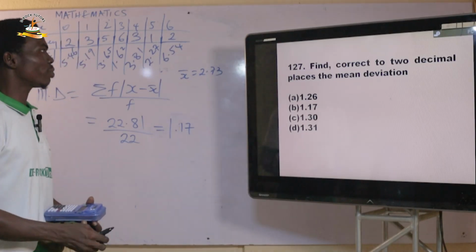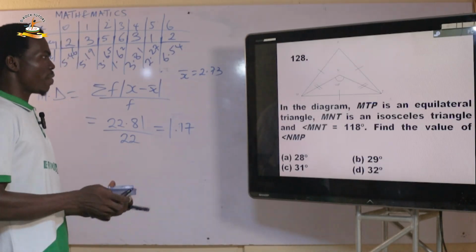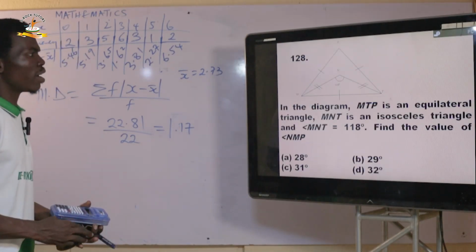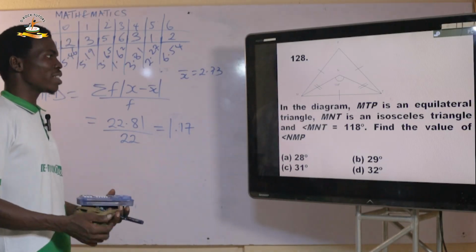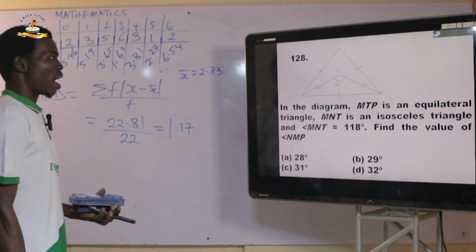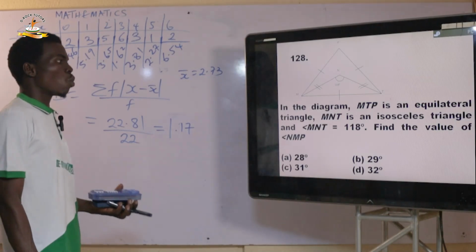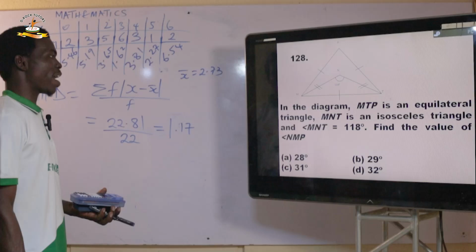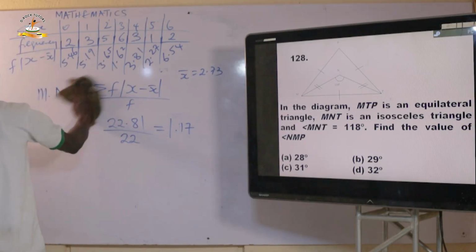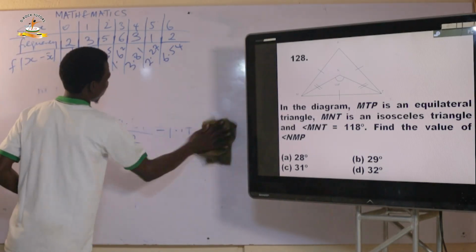So the next question. All right, we have a triangle. In the diagram, MTP is an equilateral triangle, MNT is an isosceles triangle, and MNT is 118 degrees. Find the value of NMP. So we're looking for angle NMP.